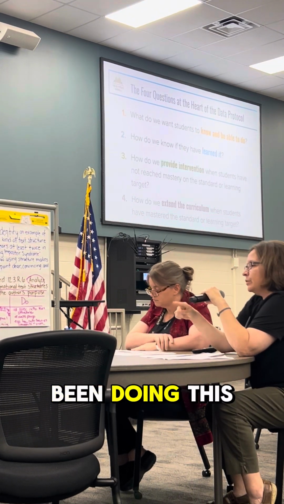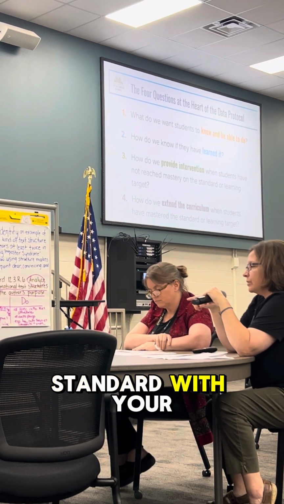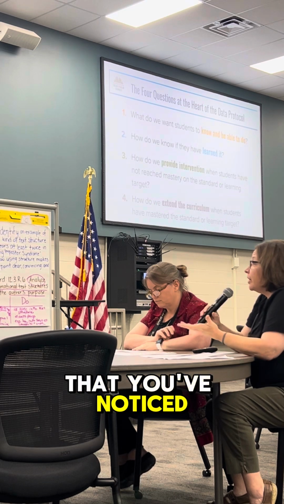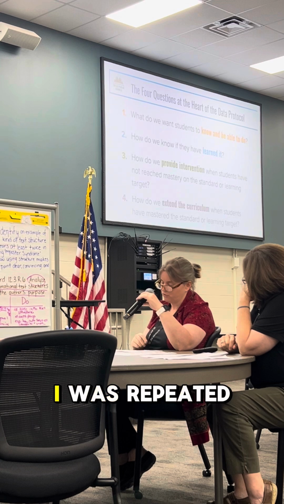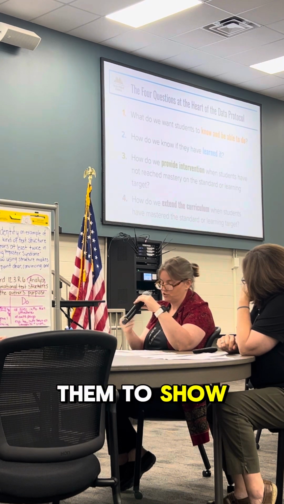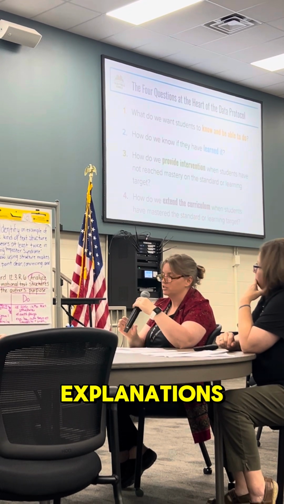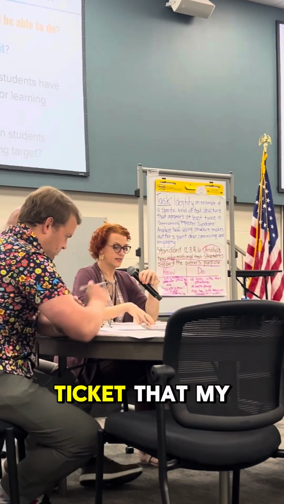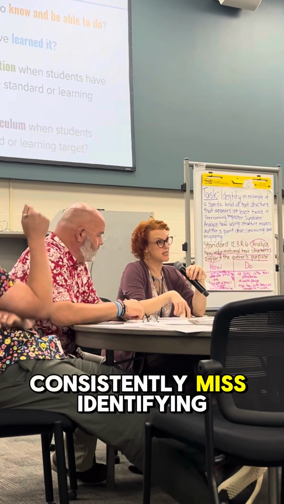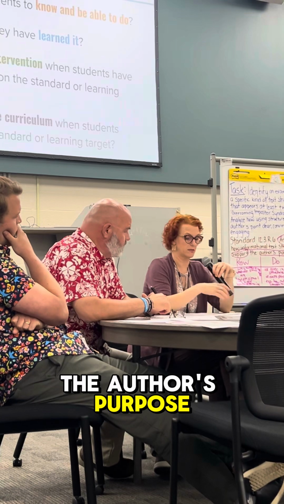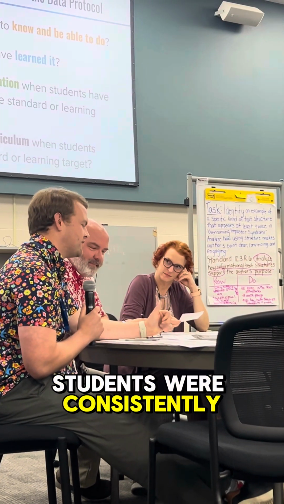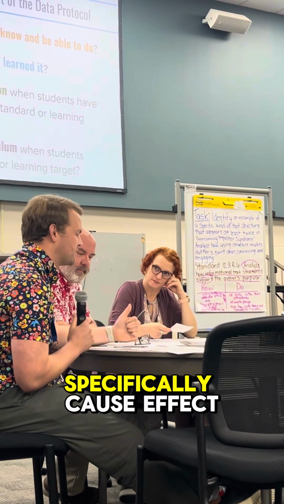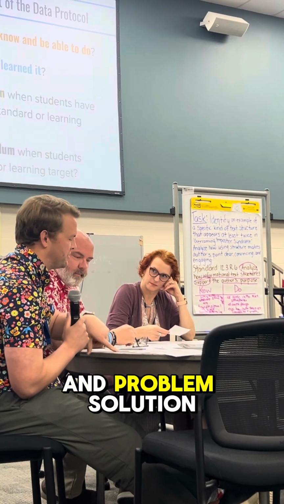As you've been working on this standard with your students, what are some of the things you've noticed them doing? When I was giving feedback to students on this assignment, I was repeatedly having to remind them to show me their text evidence and their explanations. I saw in a recent exit ticket that my students were consistently misidentifying the author's purpose. I was looking through my StudySync gradebook and noticed that students were consistently confusing text structures, specifically cause and effect, and problem and solution.